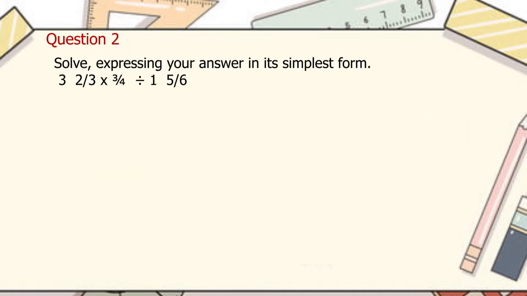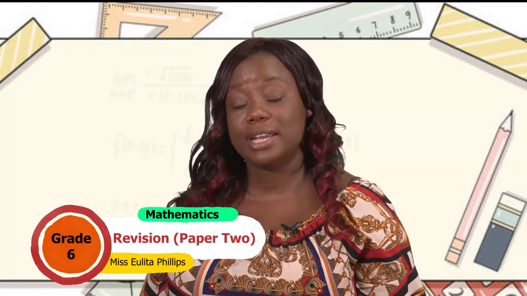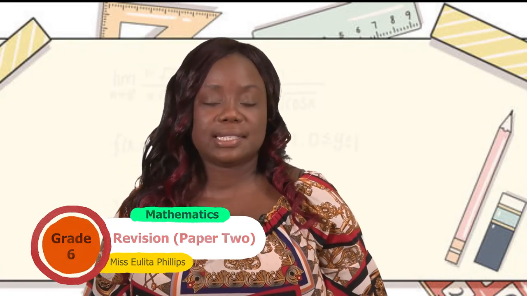So we rewrite the expression. 3 2/3 multiplied by 3/4 divided by 1 5/6. Boys and girls, do you notice that there is more than one operation in this expression? Yes, there is multiplication and division. Do you remember the rules you have to follow when you have an expression with multiple operations? Yes, you had to use BODMAS.